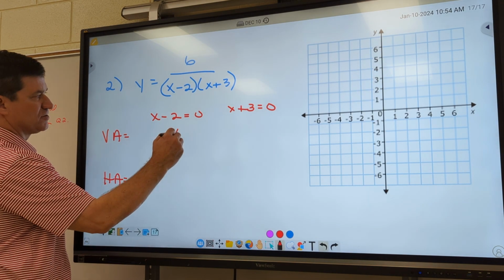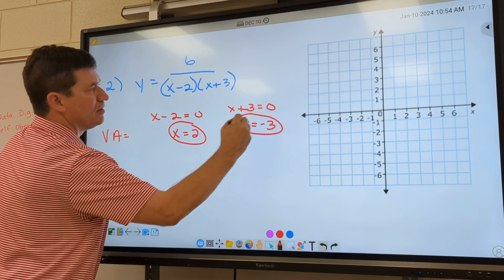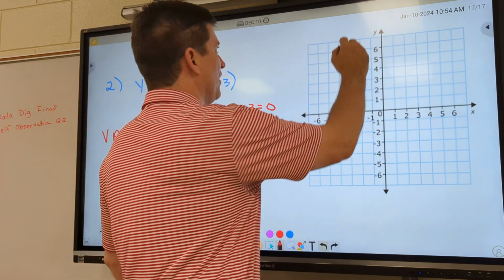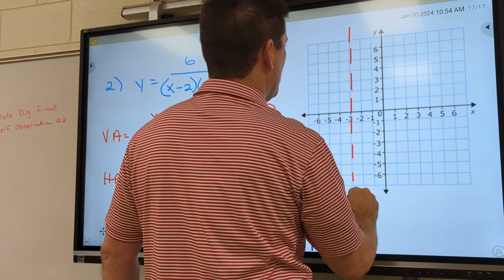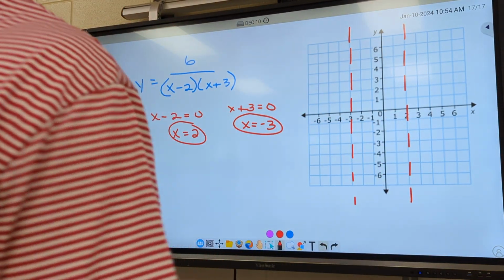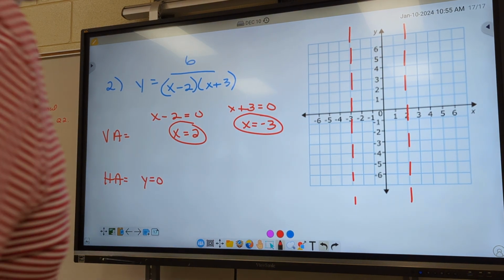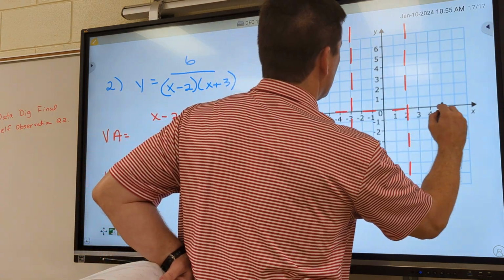All right, so this answer is going to be +2, and this answer is going to be -3. So we need dotted lines on both of them. There and there. So dotted line going here.